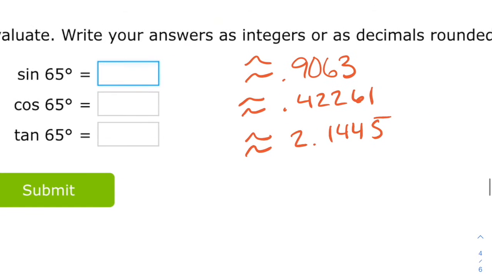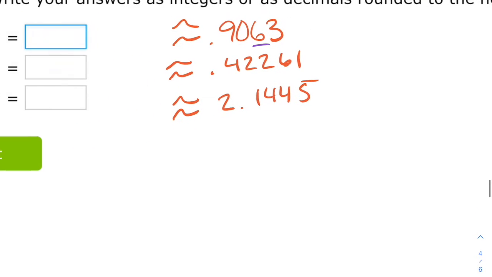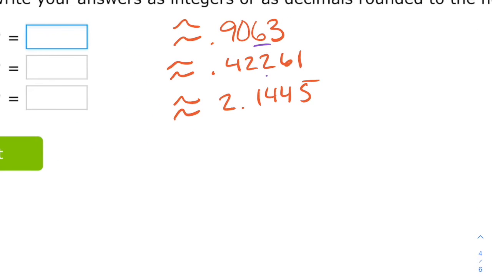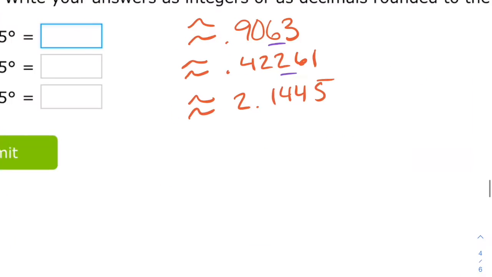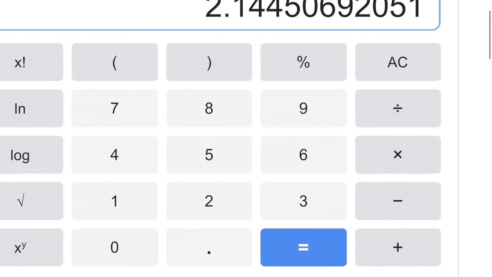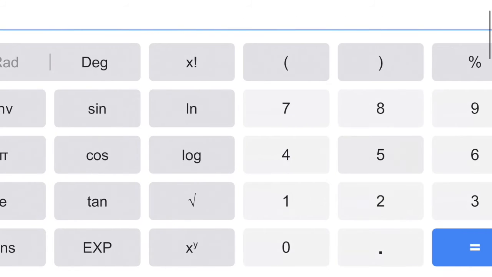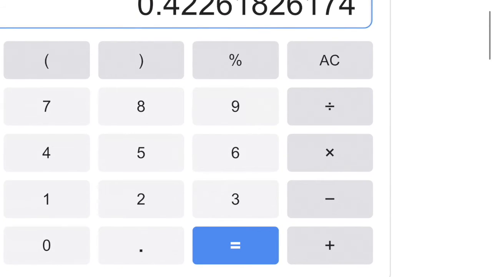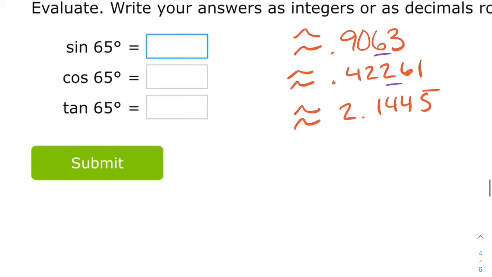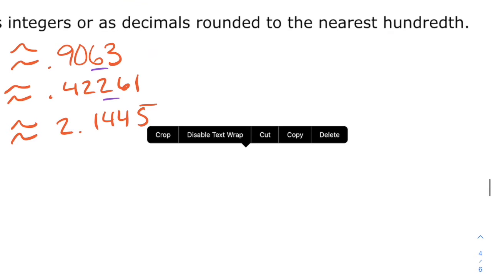So let's look at the thousandth place. Wait, what's the hundredth? Tenth, hundredth. Wait, 422. I want to make sure I get that. Cosine of 65 is 0.4226. Okay. And it wants the nearest hundredth.